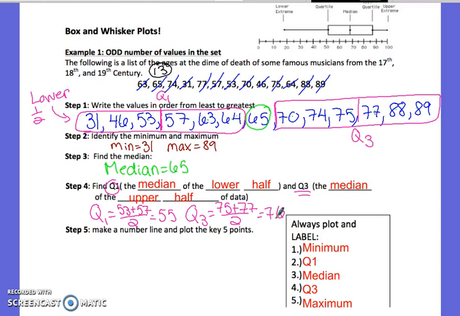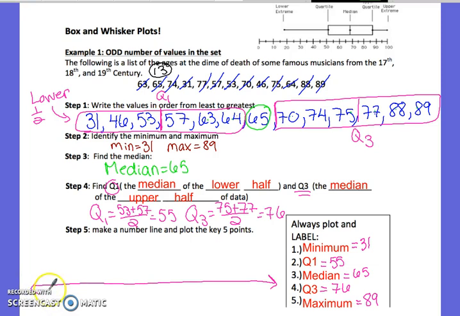I'm going to go ahead and over here make a list. My minimum, we got to be 31. Q1 was 55. My median, we got a median of 65. Q3 was 76. And my maximum was all the way up at 89. So I need to make a number line that ranges from 31 all the way to 89. So I'm going to take a really nice straight line. I'm going to make it pretty long because I have to go pretty far.